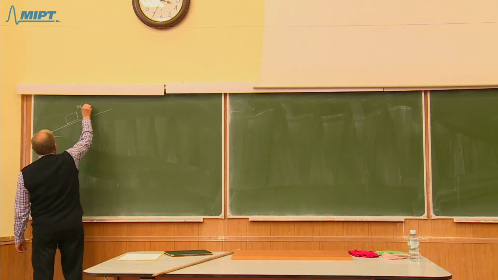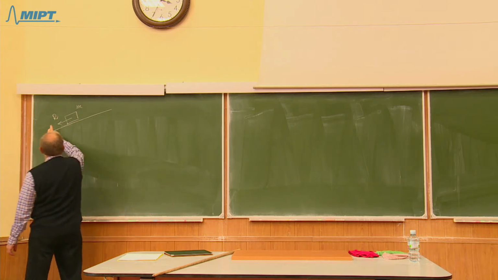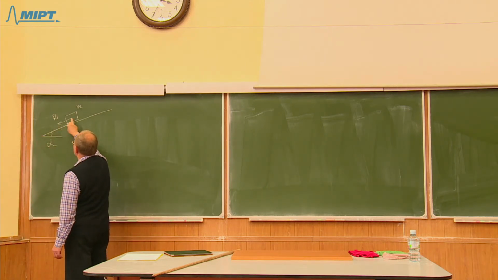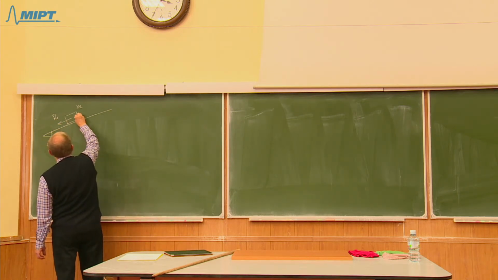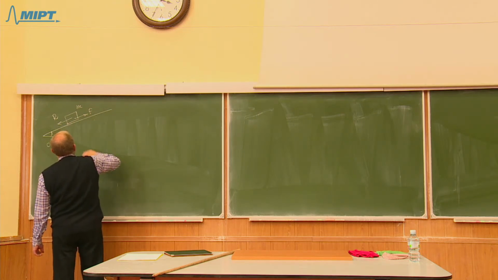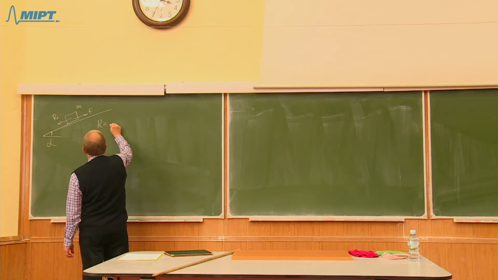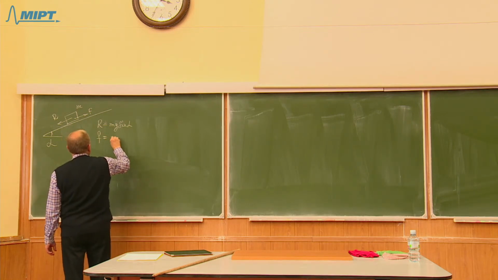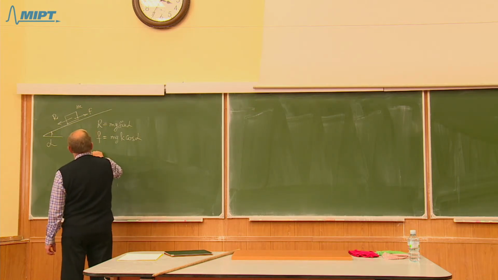And the acceleration of this body m was due to two forces. One force was the component of the body weight, the component parallel to the surface. And another force was the force of friction. And you remember that the force R was equal to mg sine alpha, and the force F was equal to mg k cosine alpha.